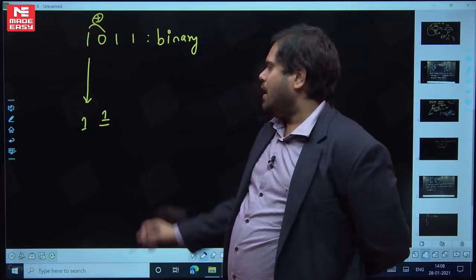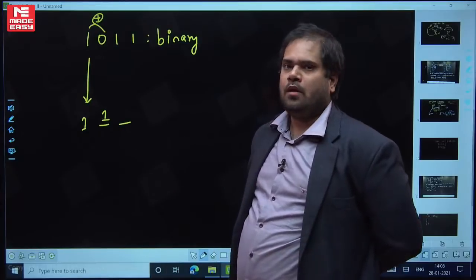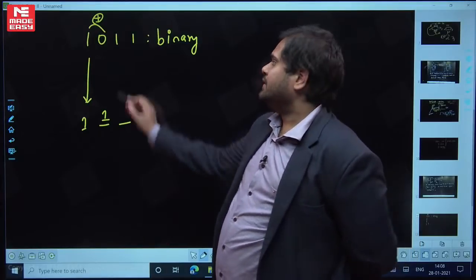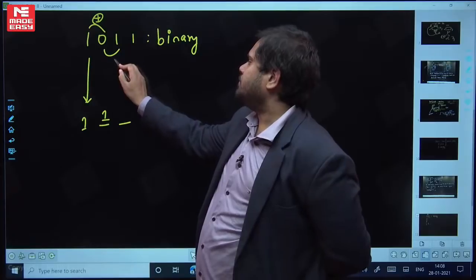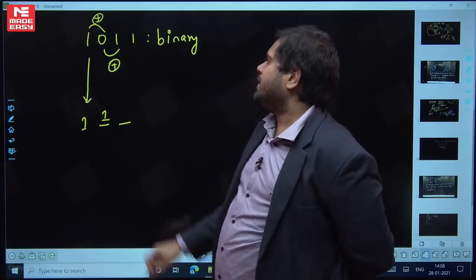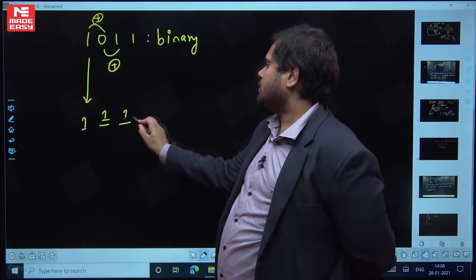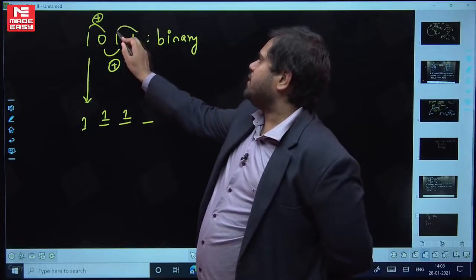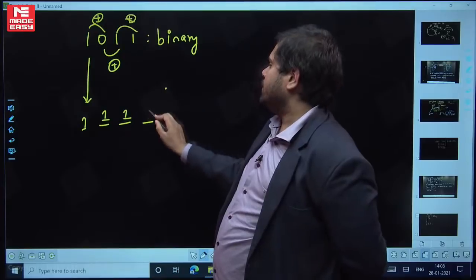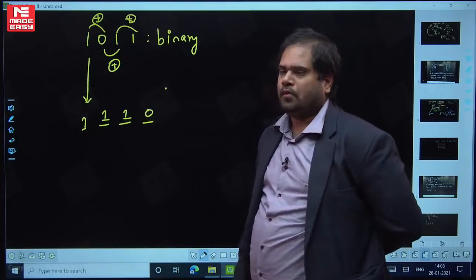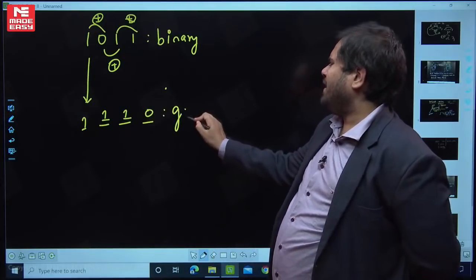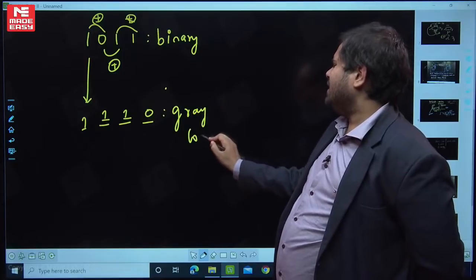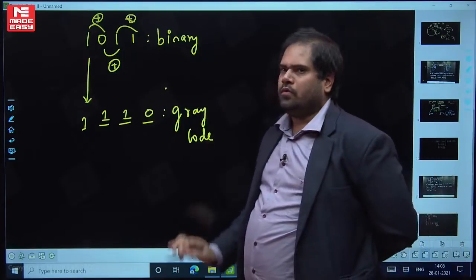Okay, I want third bit. What will you do, XOR, whose XOR, third bit and the previous bit, XOR. Okay, XOR of the third bit and the previous bit, 0 XOR 1, 1. Next, now we want the fourth bit, take the fourth bit and the previous bit, XOR, so 0. So this is the gray code. Okay, all of us know how to do binary to gray code. Okay, and this gray code is very simple, all of us know it.